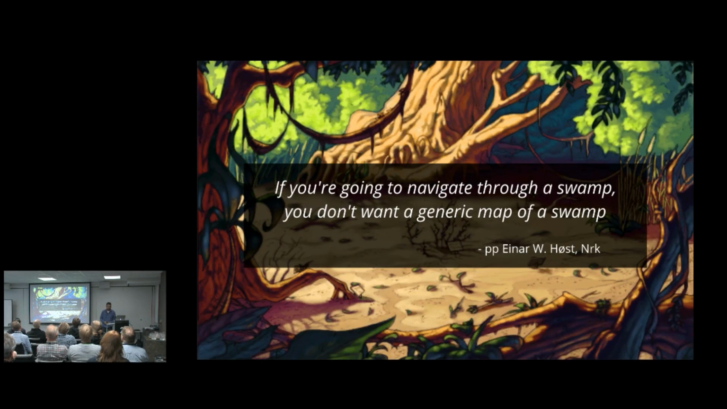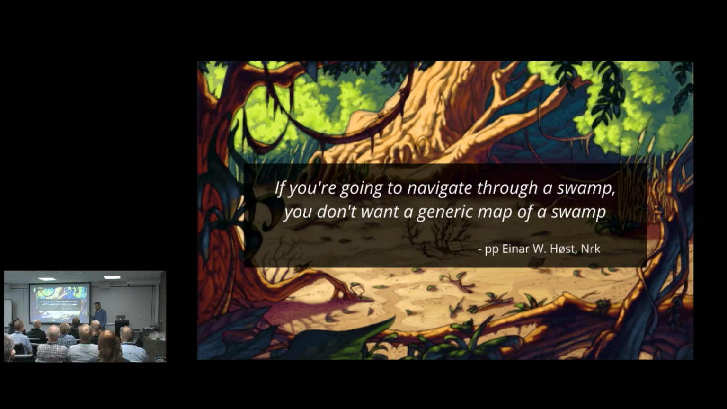I also like this quote from Einar Høst at NRK. He said, if you're going to navigate through a swamp, you don't want a generic map of a swamp. The point being that often our documentation of our system is very generic. How many of you have seen, okay, we have a typical 3-layer architecture? Our only architecture drawing is a presentation layer, business layer, data layer. That's all we have. And it doesn't really model our system, because that can model any system. It's the generic map of a swamp.